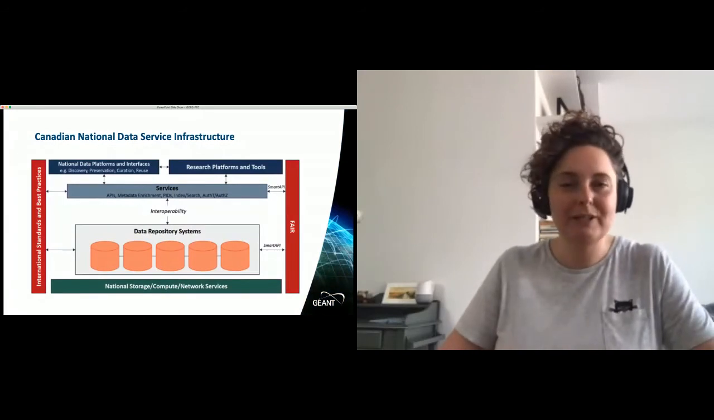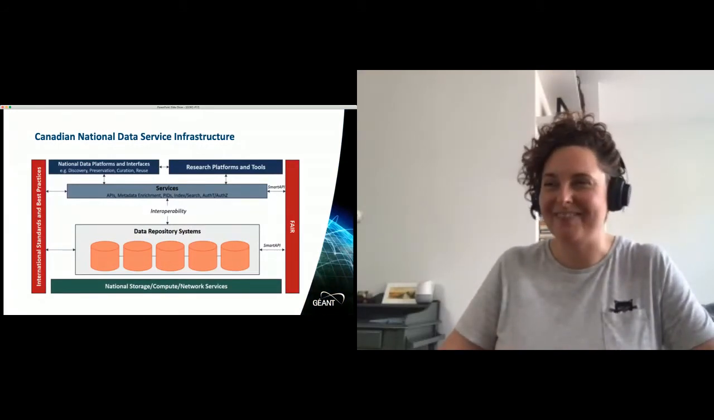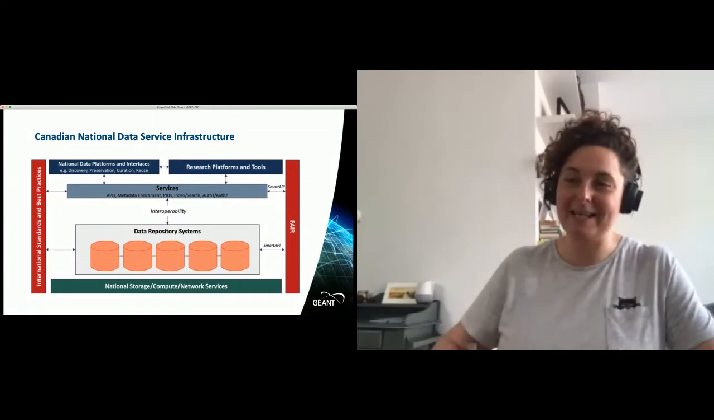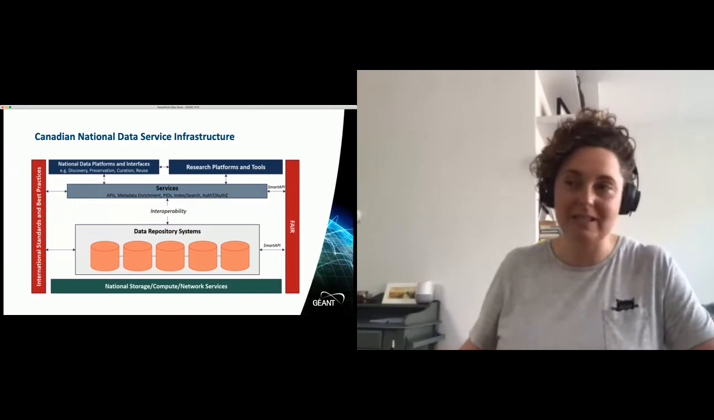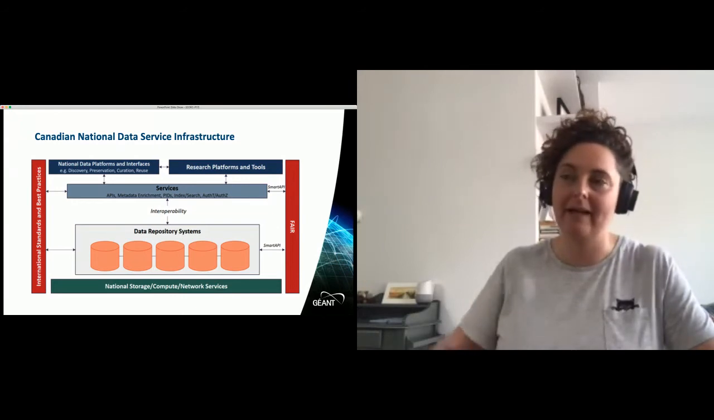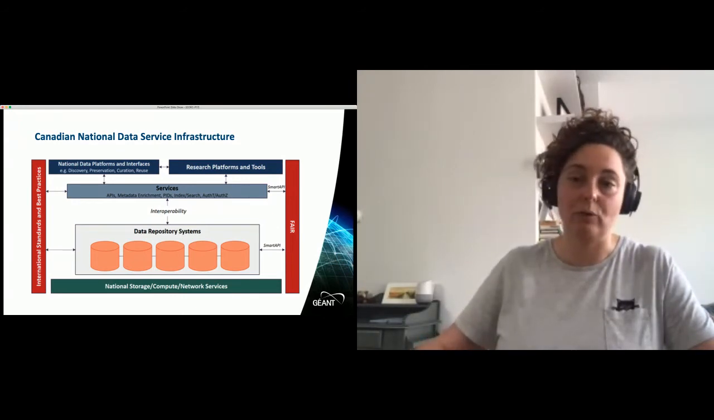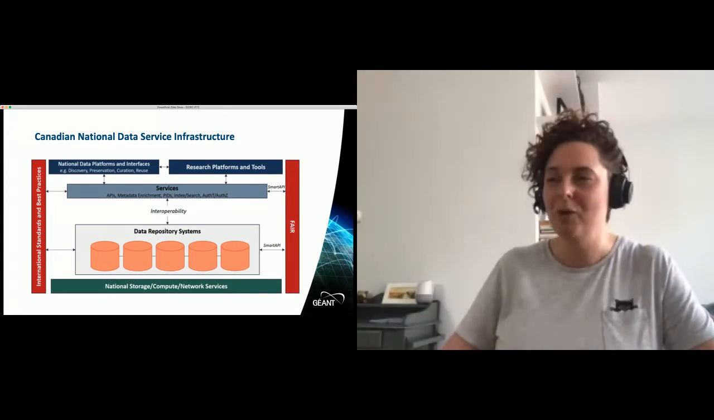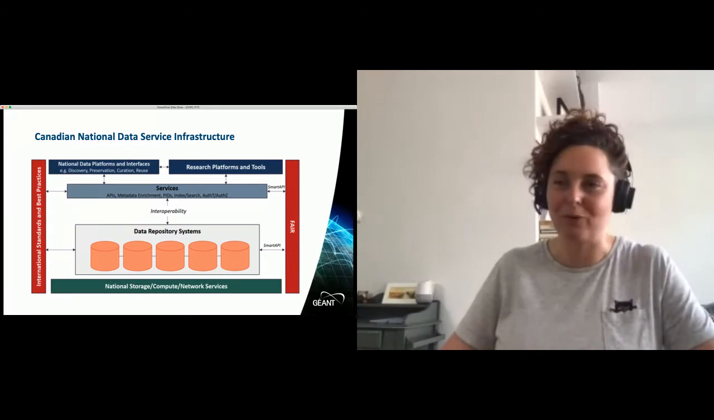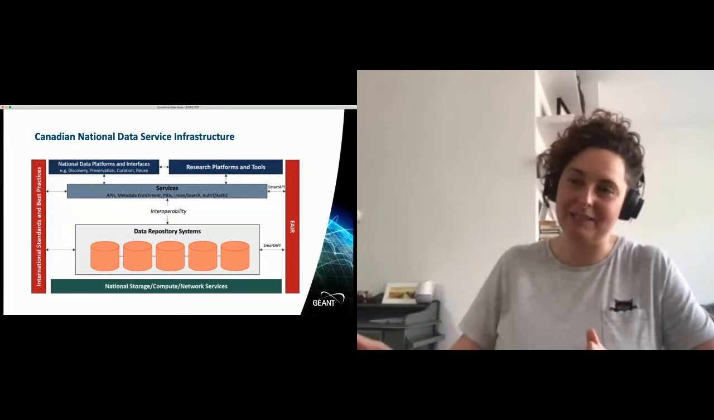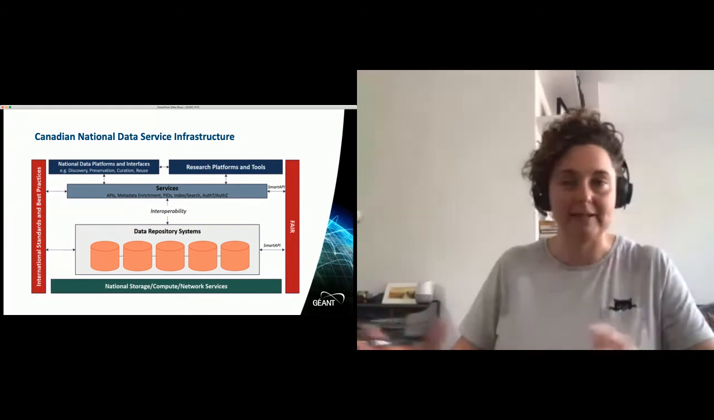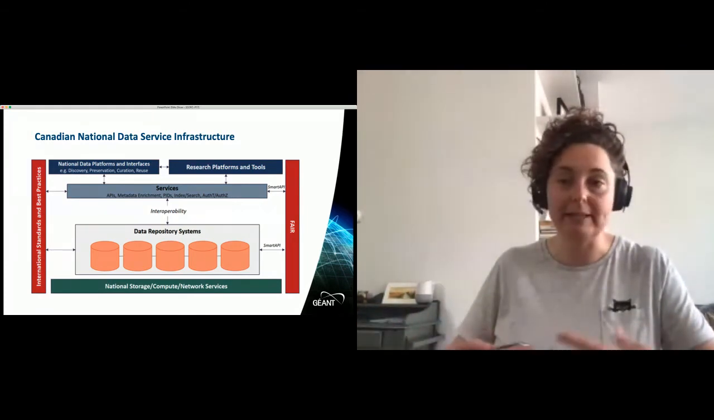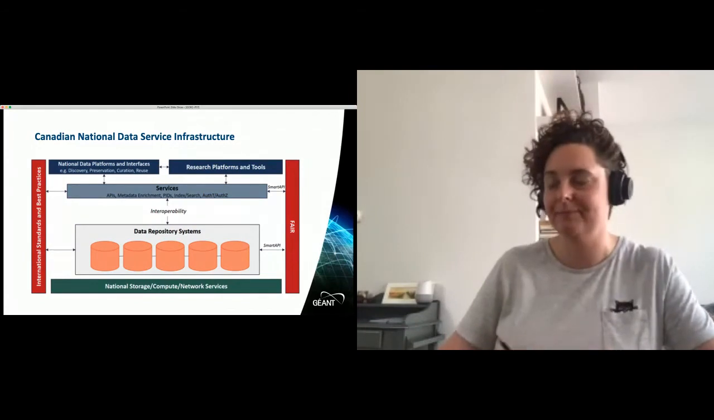And the fourth one that I wanted to flag that's come from Mark is the Canadian National Data Services Infrastructure. Again, at this base layer, having the storage and compute and network services, multiple different repository systems being brought together, and then above that, having all the different services and the platforms and the tools. I think this is more similar to the ADRDC model. And again, you can see the international standards and FAIR flagged at the side of this as something that bleeds through all these different elements.